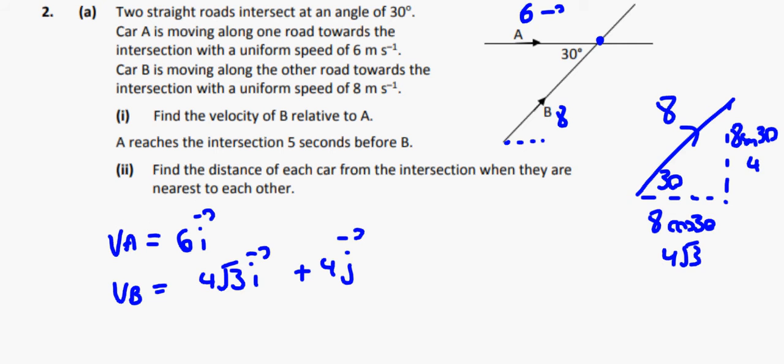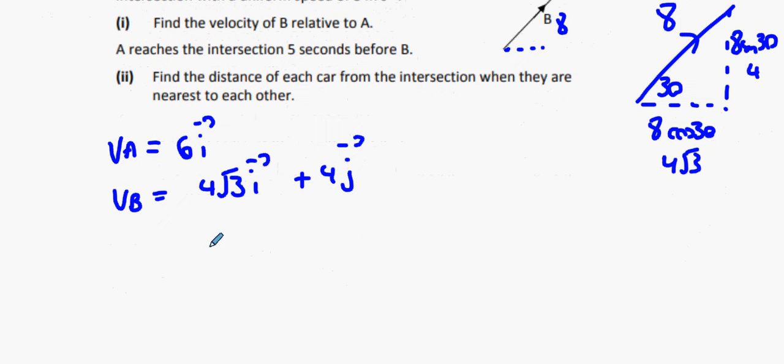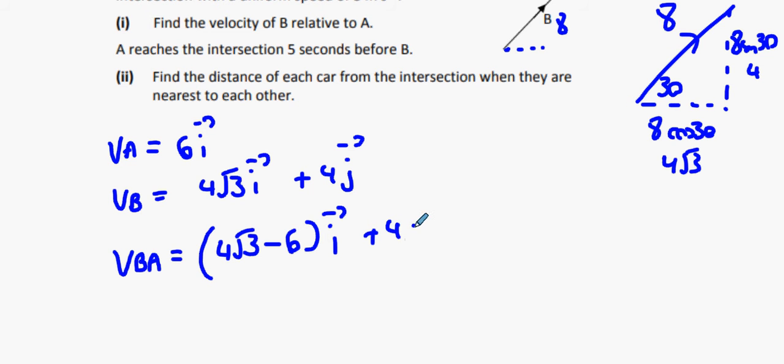Alright, next one. Velocity of B relative to A, VBA, is the top one, VB take away VA. So it's going to be 4 root 3 take away 6i plus 4j.